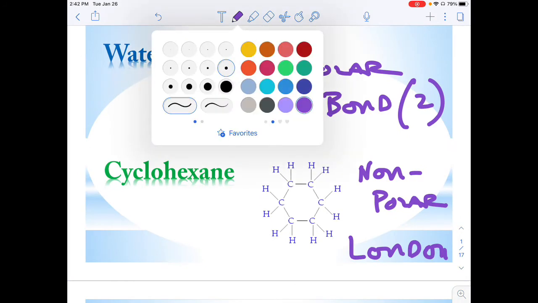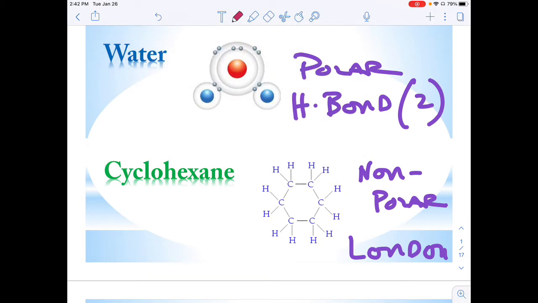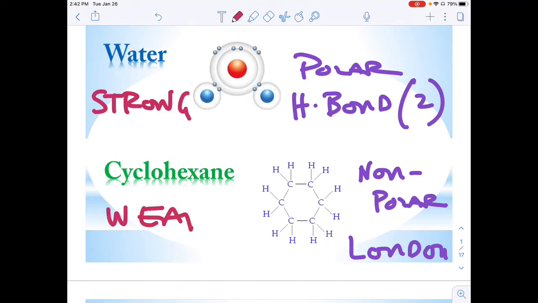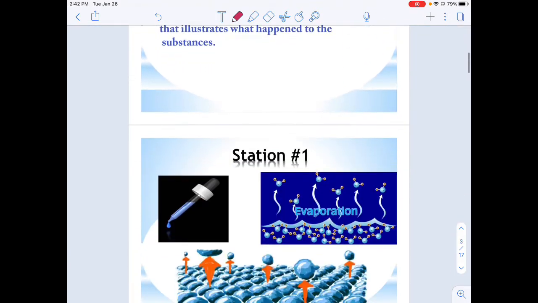And just kind of giving away the answer, polar bonds are stronger. Hydrogen bonds are very strong, London forces are very weak. Okay, so let's move on.